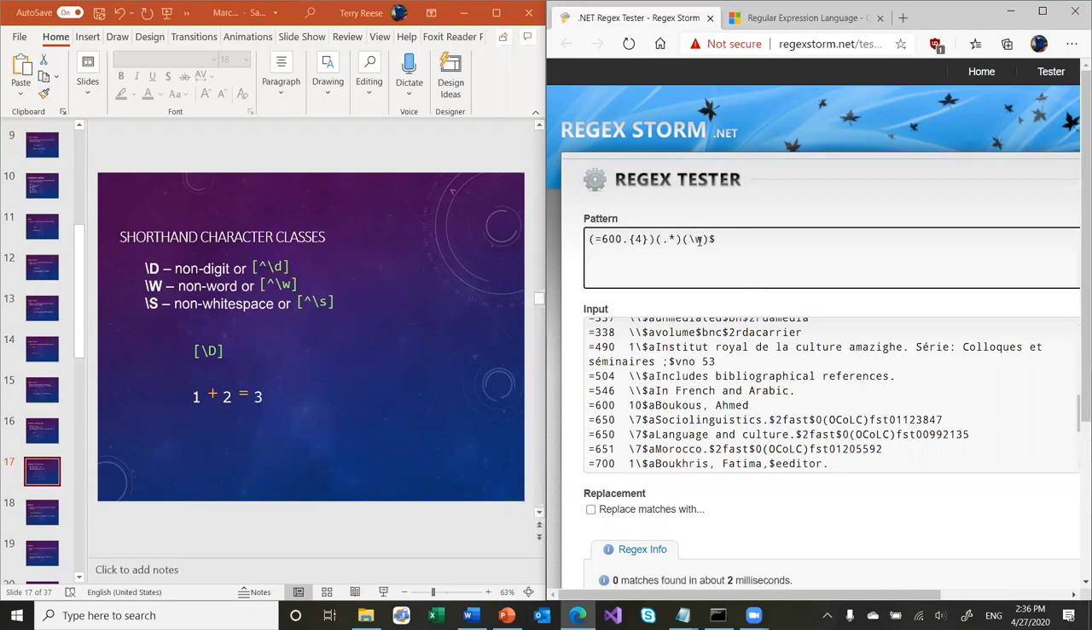So that would only match if it ends in a word. In this case, if I wanted to find the lines that didn't have a period in them, that would find what I'm looking for. I could also use the negate: any line that does not have a non-word character at the end. So, different ways to write the same expression using different approaches.